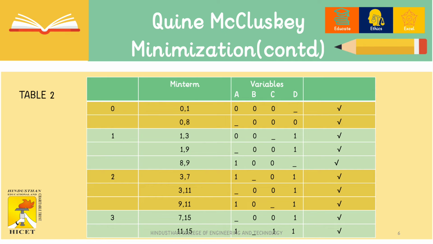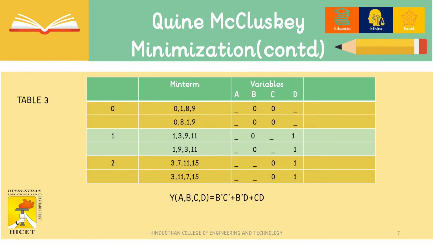Now comparing group 0 and group 1, I am comparing 0, 1 minterm with 1, 3 minterm. Similarly, 0, 1 should be compared with 1, 9, and 0, 1 should be compared with 8, 9. And from group 0, 0, 8 should be compared with 1, 3, 0, 8 should be compared with 1, 9, and 0, 8 should be compared with 8, 9. So comparing these, we create the third table.